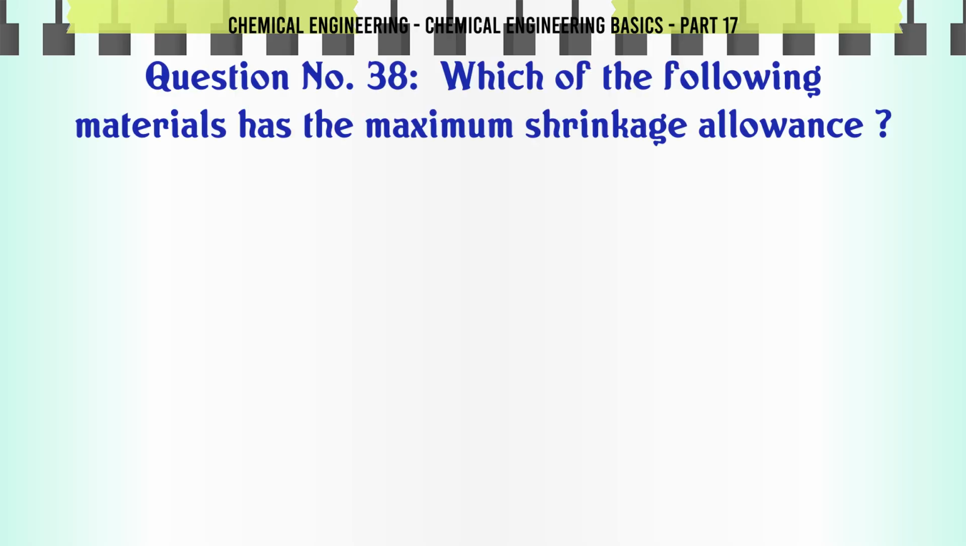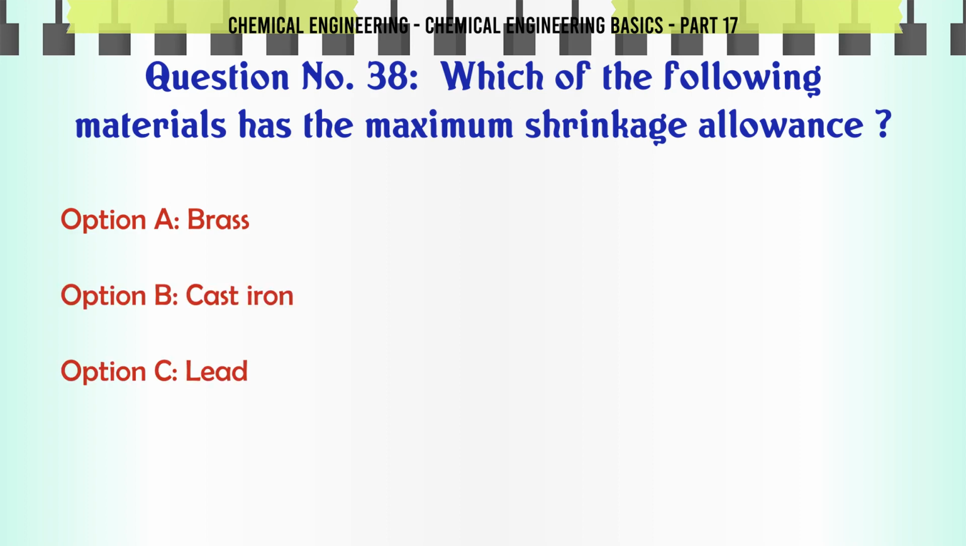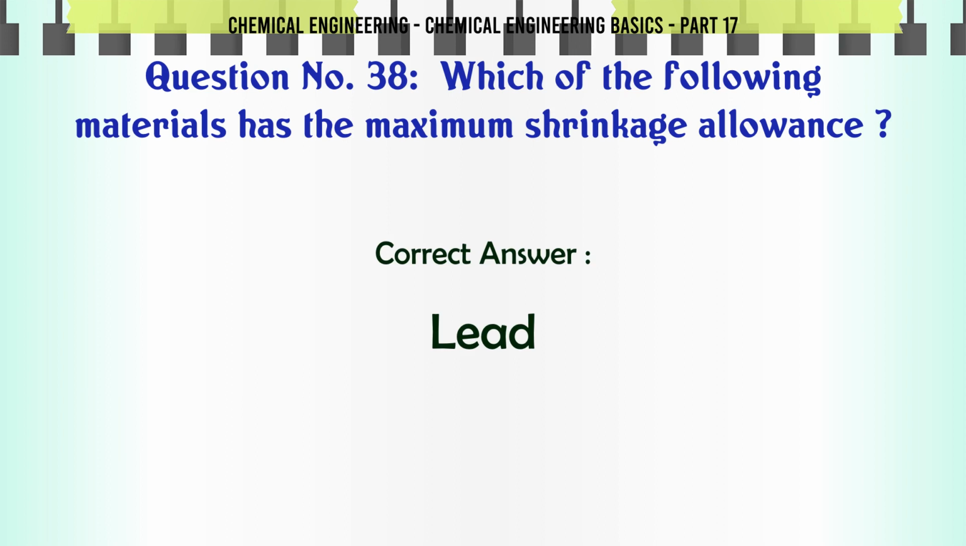Which of the following materials has the maximum shrinkage allowance? A. brass. B. cast iron. C. lead. D. aluminium alloy. The correct answer is lead.